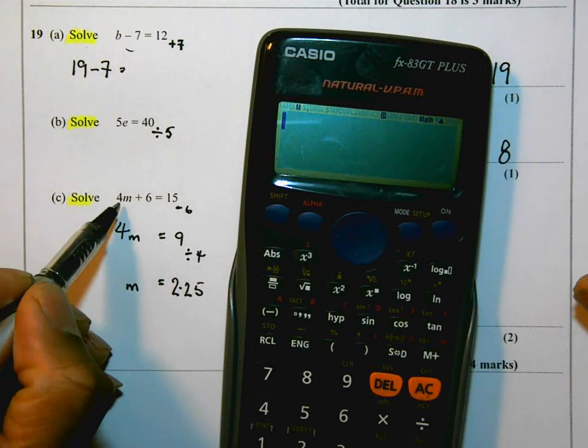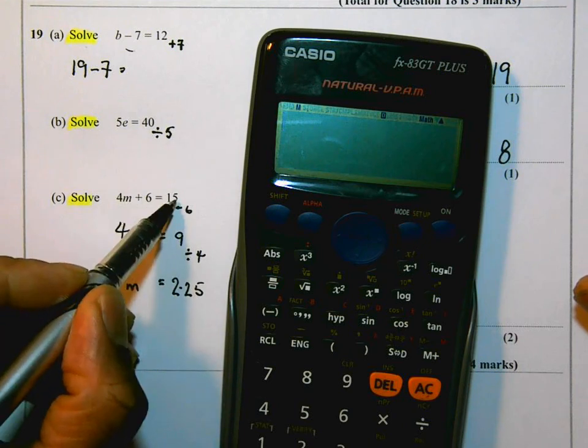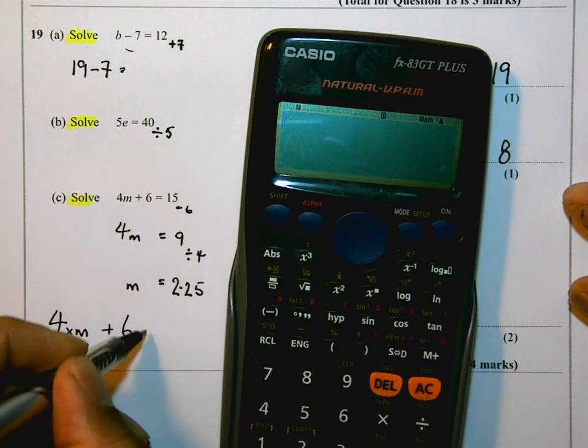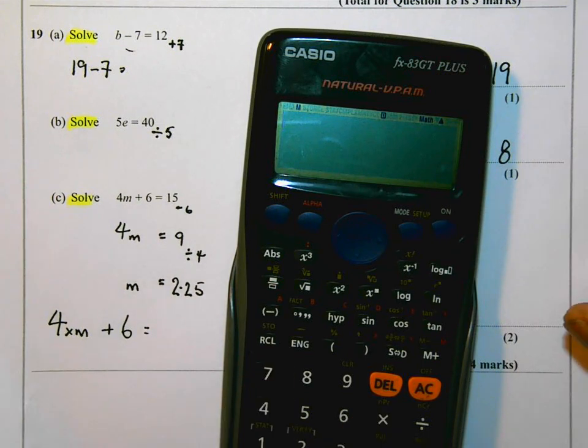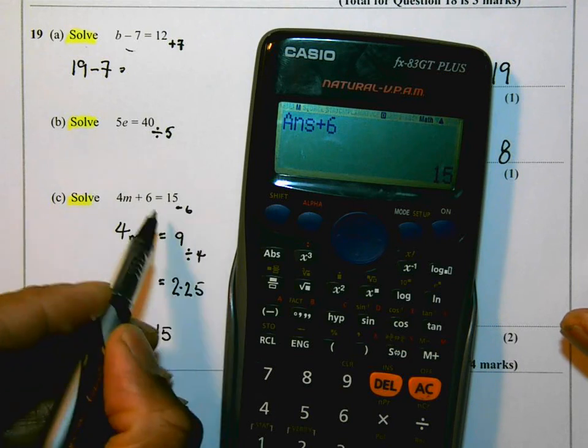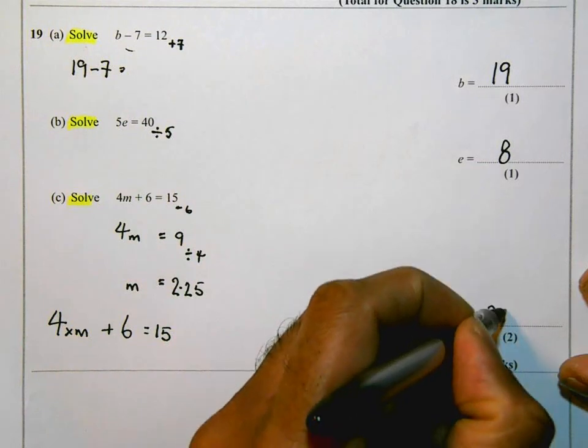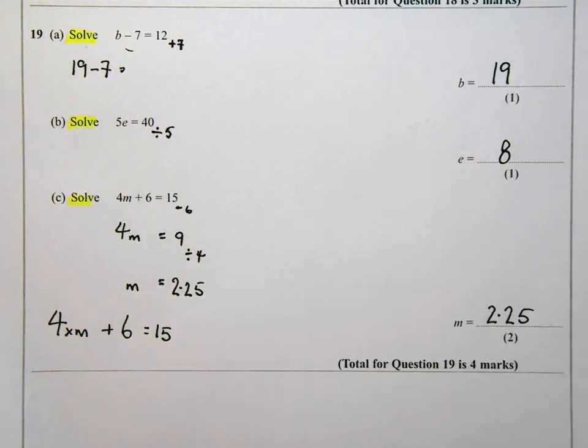We've got 4m plus 6 is equal to 15. That means 4 times whatever m is, then you add 6, and the answer should equal 15. But let's do that. 4 times, we think m is 2.25, equals, and then I'm going to add 6 to that, equals, it gives me 15. Is that what I wanted? Yep. So I'm pretty confident that m is 2.25. Always make sure you do a check for your answers. Put it back into the equation, check your answers, and then you're guaranteed you know it's correct.